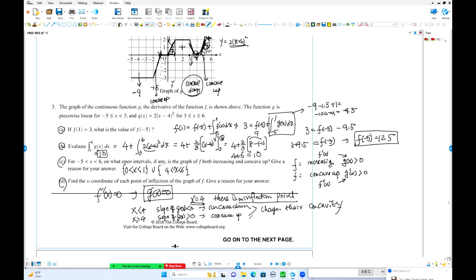So at x equals 4, there is an inflection point, okay? So therefore, at x equals 4, there is a point of inflection. Okay?